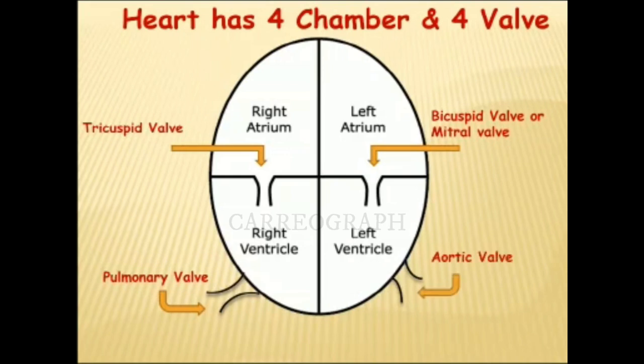So friends, we have seen the four chambers, that is right atrium, left atrium as well as right ventricle and left ventricle. So these are the four chambers, and the heart has four valves, that is tricuspid valve, mitral valve, pulmonary valve and aortic valve.